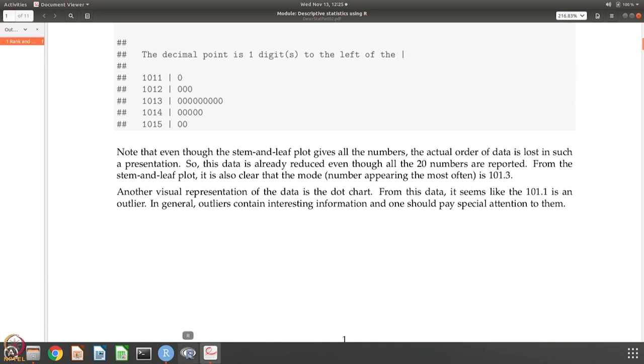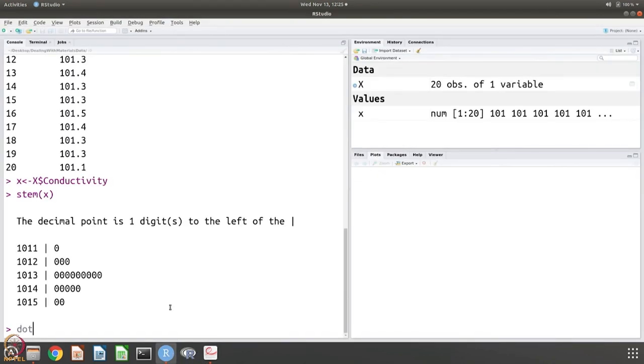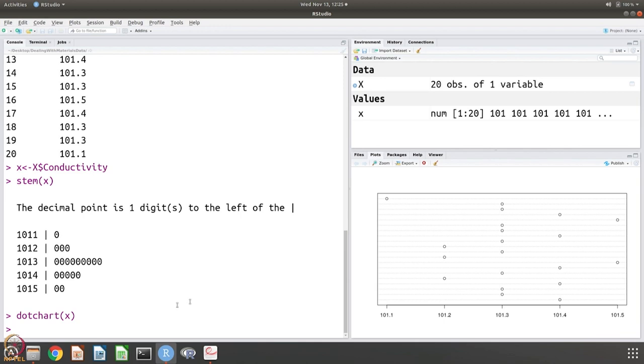Now let us do the dot chart, right? So dot chart of x. Now here is the dot chart, and again 101, 101.2, 101.3, etc. So you can see 2 data points here, 5 data points here, 9 data points here, and 3 data points here, and 1 data point here. The dot chart is also plotted in such a way that it tells you about the values, and 101.1 is shown like this because it is sort of an outlier.